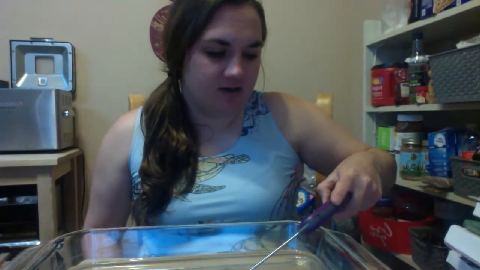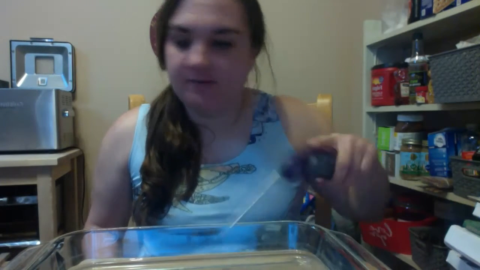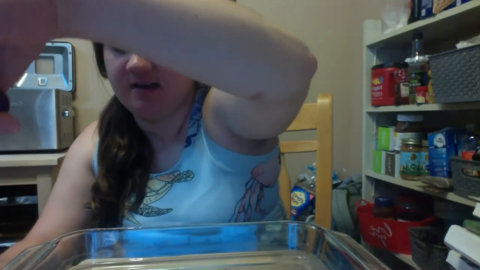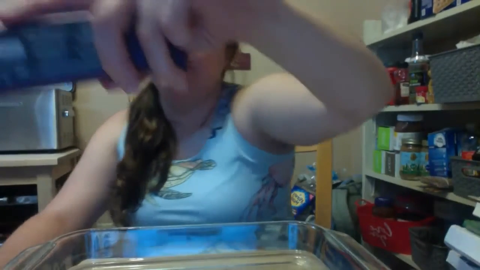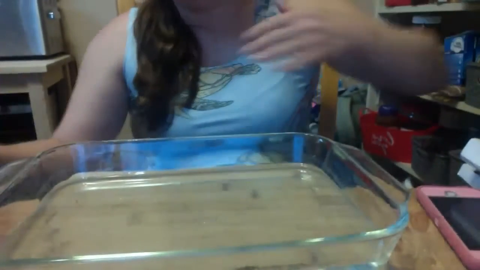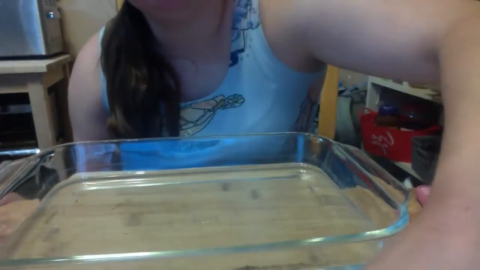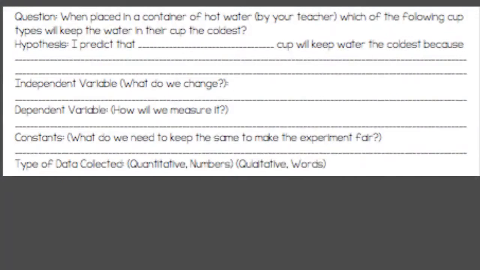So our water down here is about 146 degrees Fahrenheit, and the water inside of our containers is around 72 degrees Fahrenheit. So we're going to be looking at how the type of cup changes how the heat energy in my water tray is transferred to my cup. That's the key question we have here. So make sure you change that.